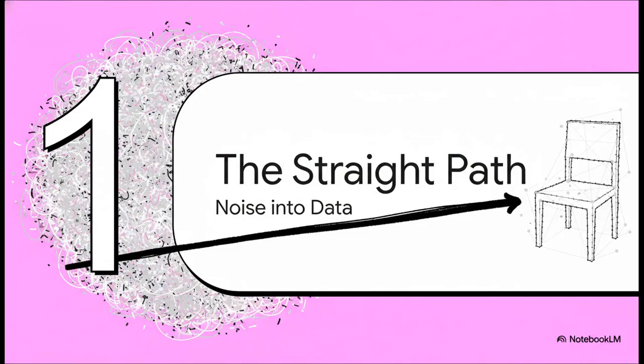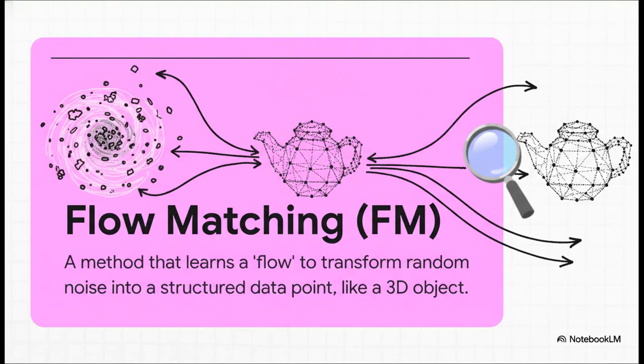Okay, so to get around this, researchers first turned to a pretty clever idea. They thought, what if you could just teach an AI to find a path from a totally meaningless cloud of random noise all the way to the structured point cloud of a chair? And a straight path would obviously be the most efficient way to do it.